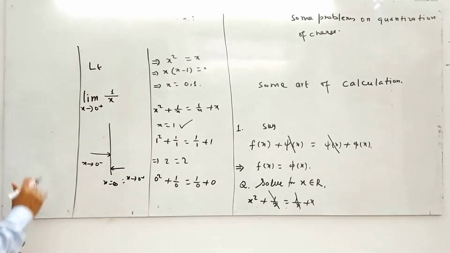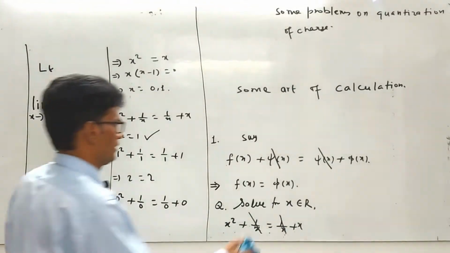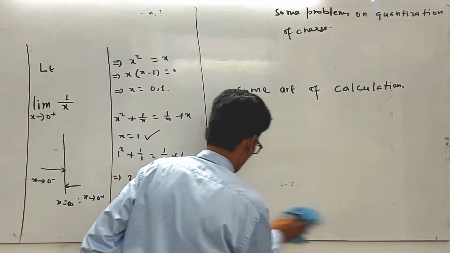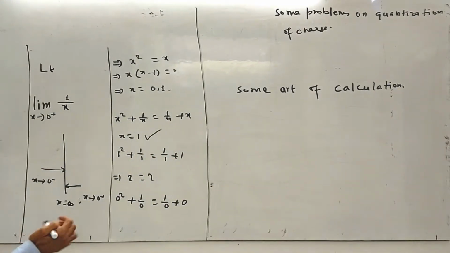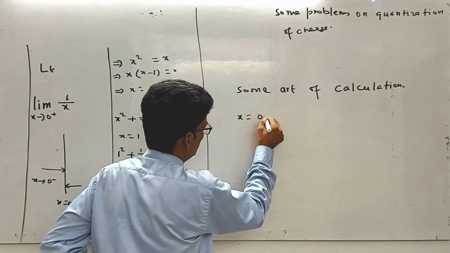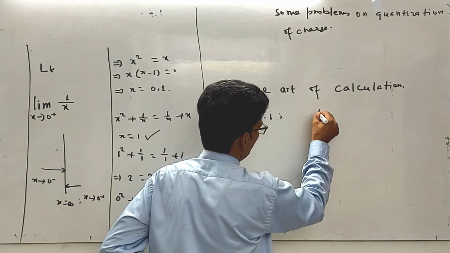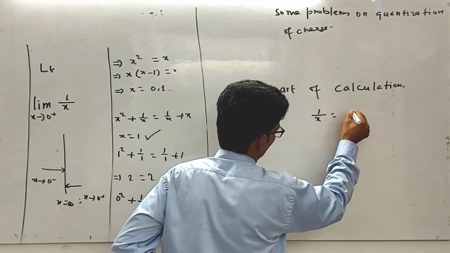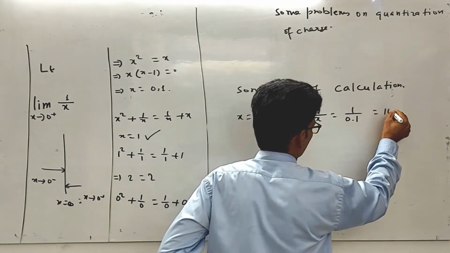We are just going to understand how. Let us see here. Say we take x equal to 0.1, then what is the value of 1 by x? 1 by 0.1 comes out to be 10.